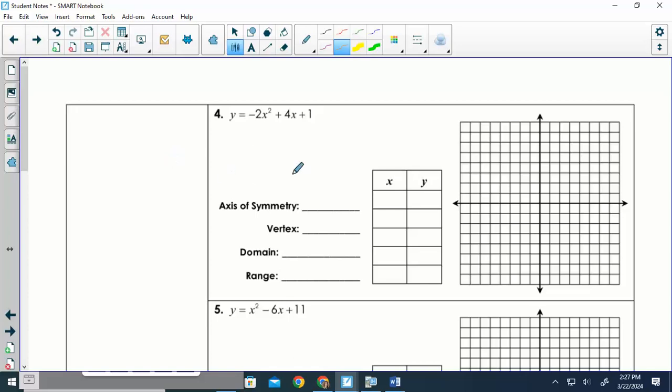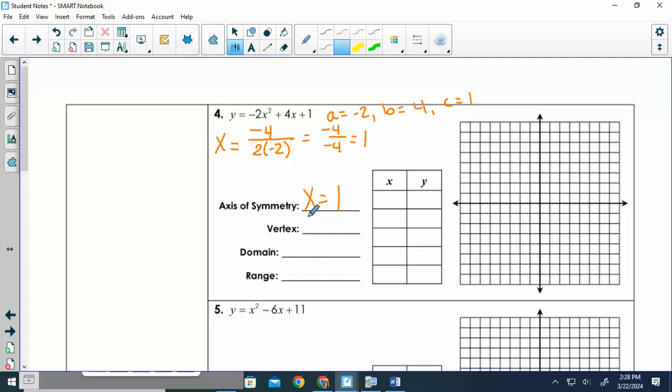All right, so what is my A? And my B? 4. C is 1. So axis of symmetry, x equals, what is the opposite of B? Negative 4. That was the opposite of A. Oh, opposite of B over 2 times A. So we get negative 4 over negative 4, which is... so axis of symmetry, x equals 1.